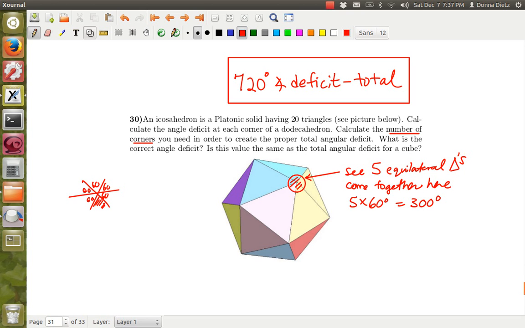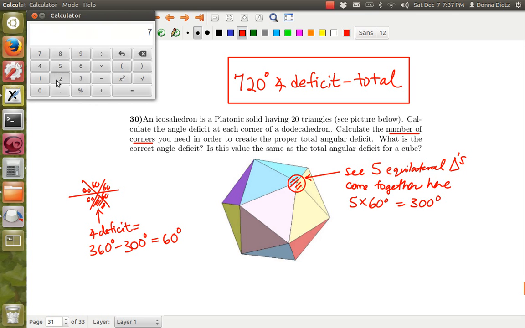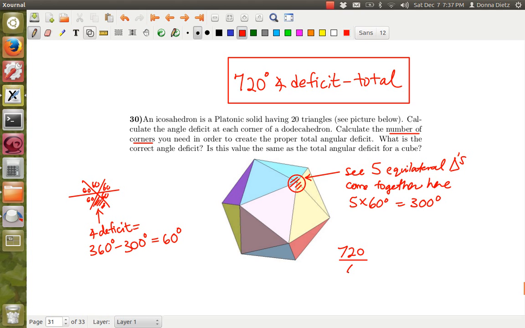So what we're going to say is this empty space is the angle deficit, which is equal to 360, what it would be if there were no angle deficit, minus 300, what we have, which is equal to 60 degrees. Okay? Now, step 2: we have the total angle deficit, which is 720 for all the shapes. Divide by 60 degrees, and it tells you 12 vertices. So you just write 720 over 60 is equal to 12 vertices.